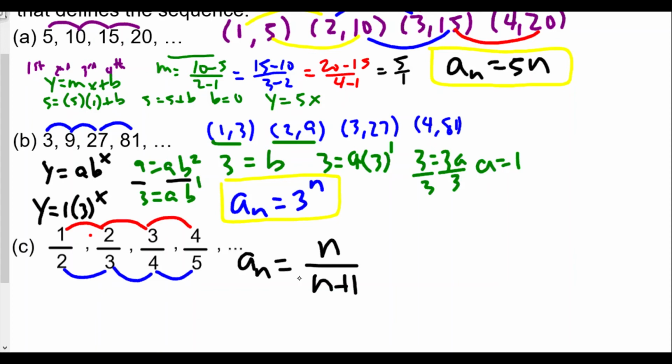And our rule in this case is a sub n equals n over n plus 1. Now you're saying, wait a minute, hold on a second there. Whoa. First off, we can agree in this case that whatever number is on the numerator, for each fraction we have, the denominator is always 1 more.